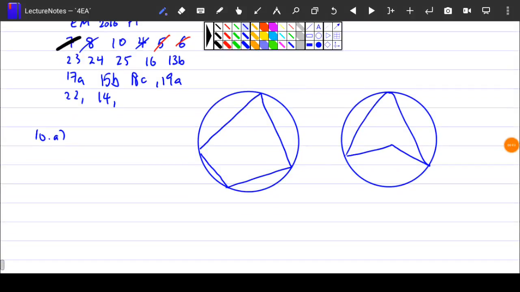Okay, let's start. Now for 10A, there are two properties you can look at. Now I want to look for this angle. I want to look for this angle. Now the first property is this blue and red angle add up to be 180. So you can write down angle ADC equals to 180 minus 2x plus 5.